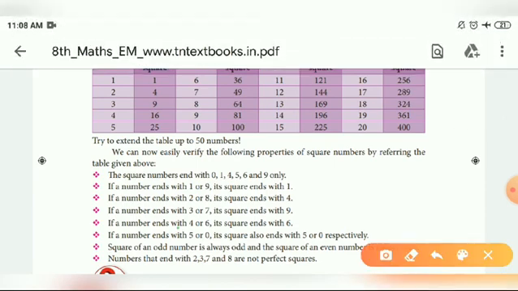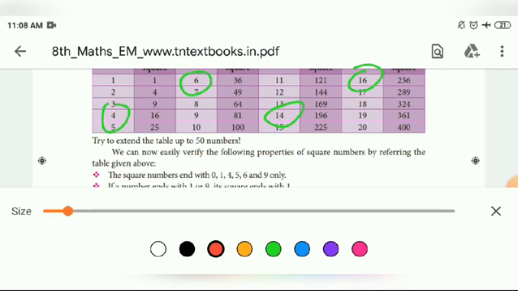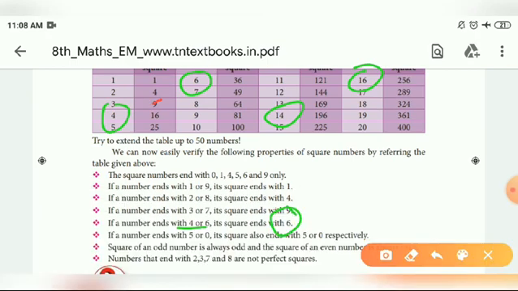Next, if a number ends with 4 or 6, like 14 and 16, the unit place contains 4 or 6, and the square ends with 6. Let's check the square of the number. 4 4s are 16, unit place is 6. 6 6s are 36, unit place is 6. 14 14s are 196, unit place is 6. 16 16s are 256, unit place is 6. So this is the fifth property: if a number ends with 4 or 6, its square ends with 6.